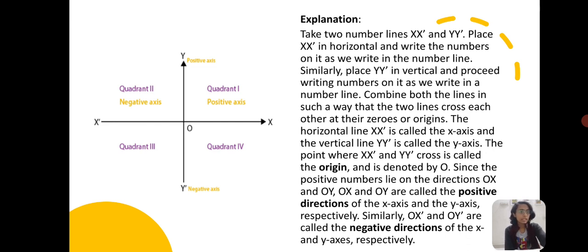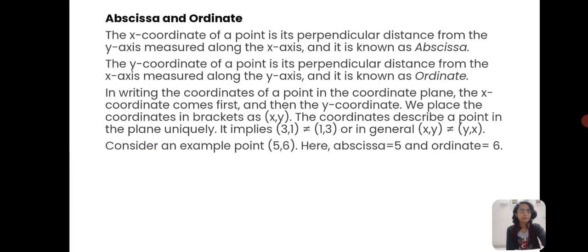The horizontal line x'x is called the x-axis and the vertical line y'y is called the y-axis. The point where x'x and y'y cross is called the origin and is denoted by O. Since the positive numbers lie in the directions OX and OY, OX and OY are called the positive directions of the x-axis and the y-axis respectively. Similarly, OX' and OY' are called the negative directions of the x and y-axis respectively.